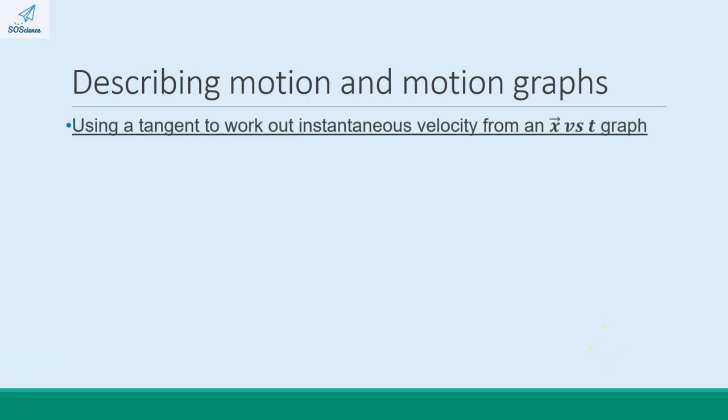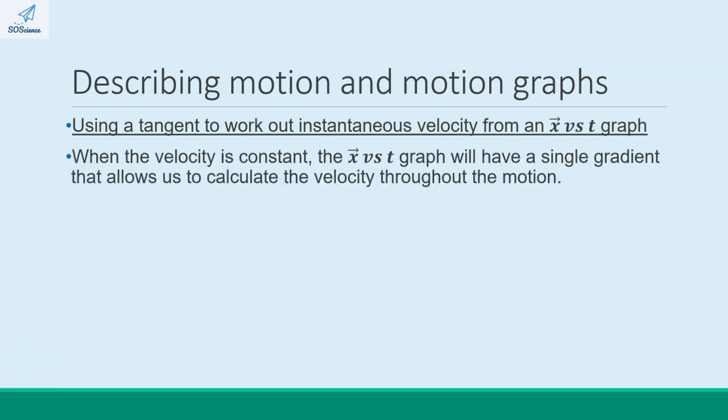The last thing that we need to consider for scenario 3 is using a tangent in order to work out the instantaneous velocity from a position versus time graph. Now, when we dealt with scenario 2, where the velocity is constant, we have an xt graph that has a single gradient. And that single gradient we use as a right angle triangle to allow us to calculate the velocity throughout the motion. And that velocity is obviously constant.